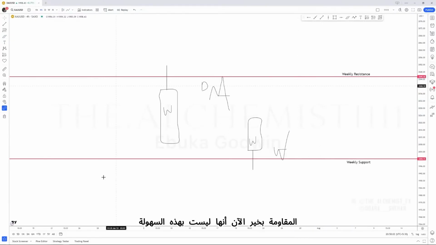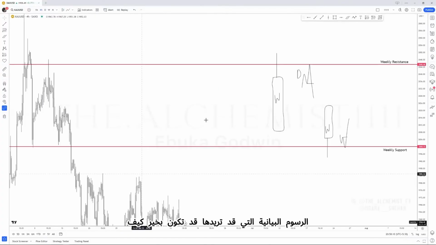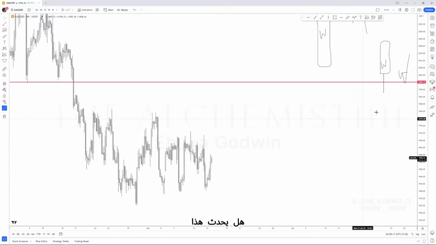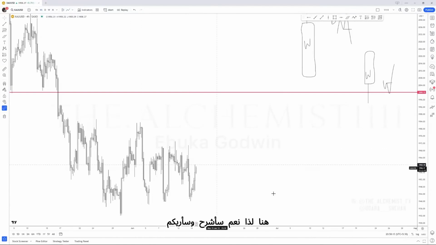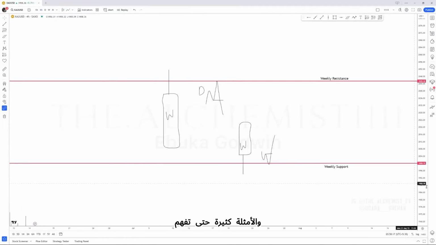Now, it is not as easy as it seems. A drawing can be understood very easily, but once you get into the charts, you might wonder, how does this happen here? So yeah, I'll explain. I'll show you a lot of examples so you will understand.